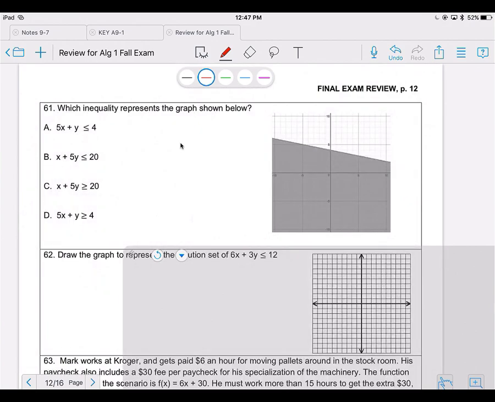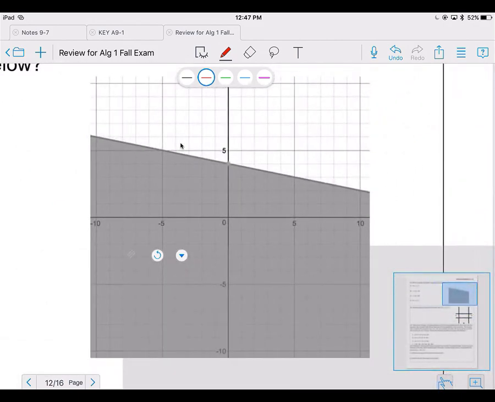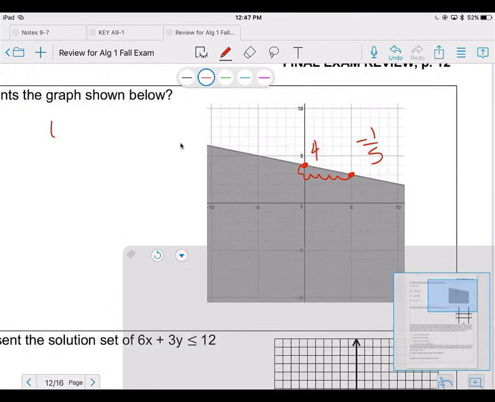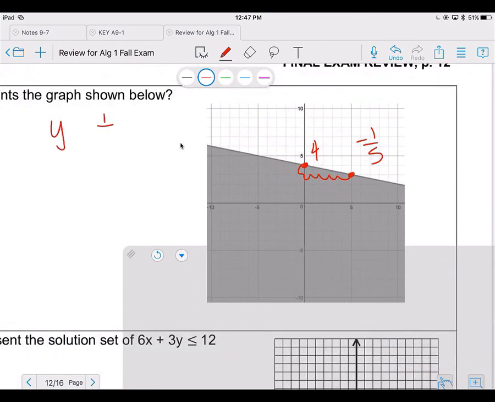Problem 61 asks me which inequality represents the graph shown below. So I have a graph that is starting at 4 and going down 1, right 5. So that would be y equals negative 1/5 x plus 4. And y is everything lower than or less than 4.